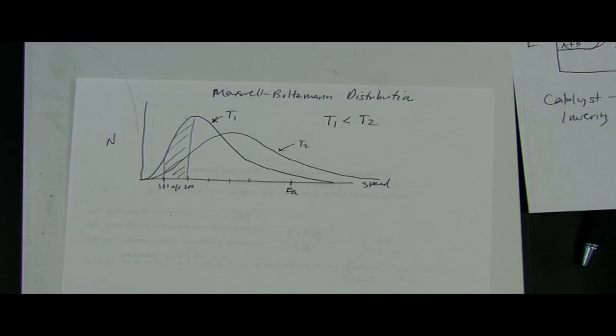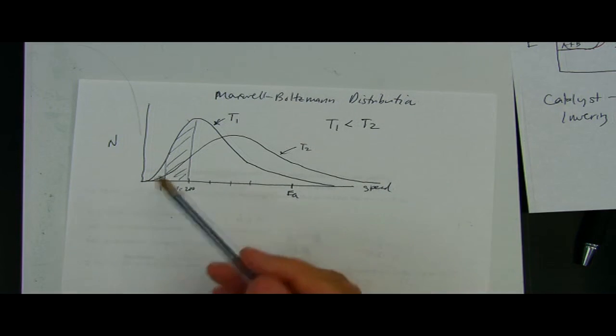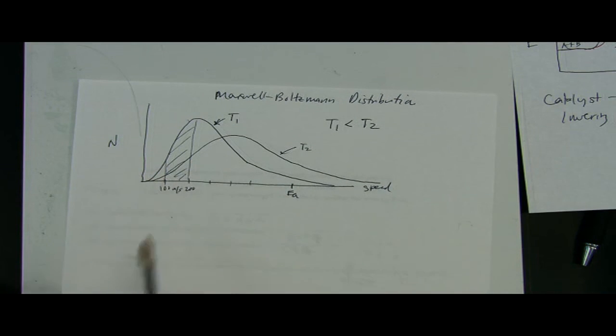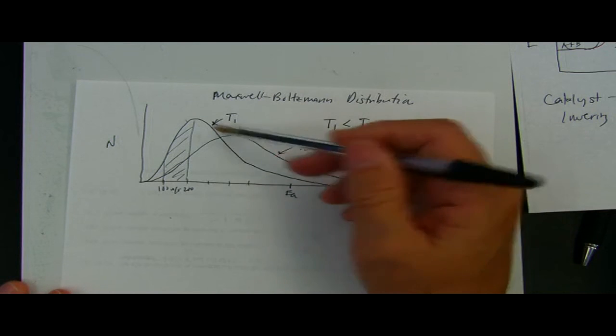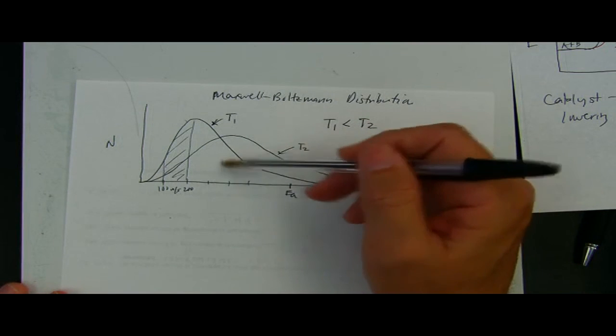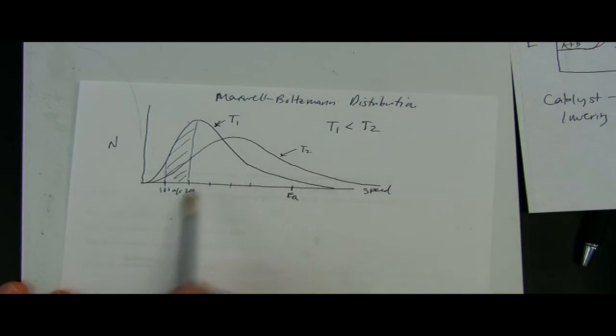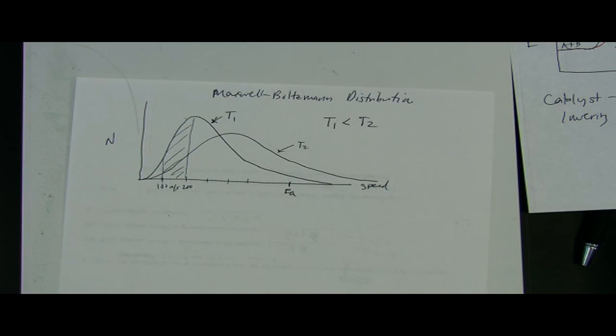Yes, Schneider? 20% of the molecules in that sample will have speeds between 100 and 200 meters per second. Right? If that is 0.05, that means that 5% of the molecules have speeds less than 100 meters per second. If going over from here to there is 0.4, then 40% of the molecules are between 200 and 400 meters per second. Right? So that's what a Maxwell-Boltzmann distribution tells you, what percentage of the molecules falls between two different speeds.